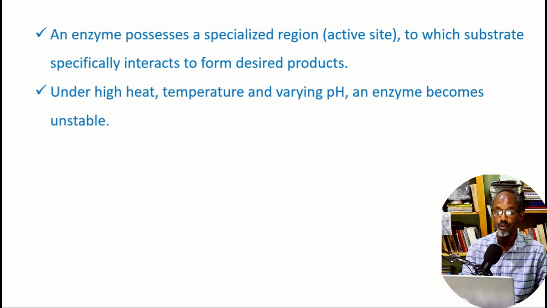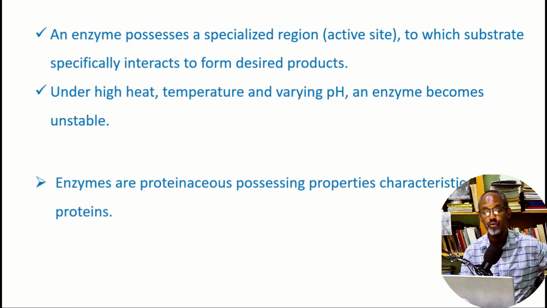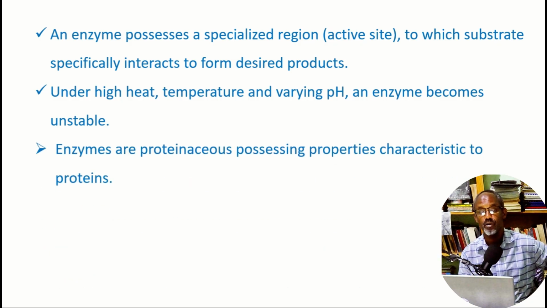Under high heat, temperature, and varying pH, an enzyme becomes unstable, or we can say that some environmental factors affect the activity of enzymes, and these environmental factors are heat, temperature, and change in pH. Of course, then they can function properly or efficiently at a specific temperature, and a specific pH range in which they actively function with no problem efficiently. Therefore, there are some factors which affect the rates and the activity of enzymes.